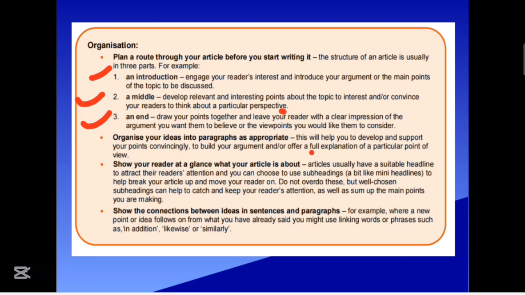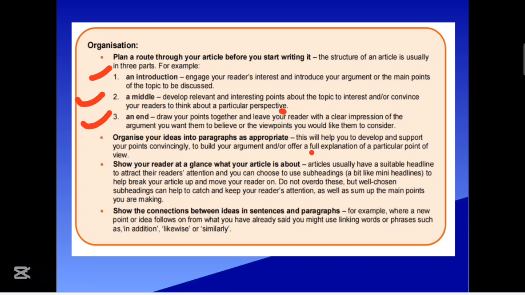Articles usually have a suitable headline to attract the reader's attention, and you can choose to use subheadings. That is totally your own choice. It is optional. If you want to write subheadings for your articles, you can do that. They are a bit like mini headlines to help break your article up and move your reader on. Do not overdo these, but well chosen subheadings can help to catch and keep your reader's attention, as well as sum up the main points you are making. So you can write subheadings also.